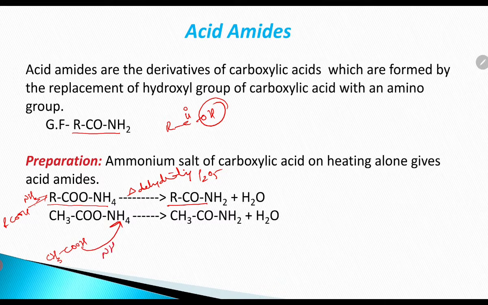Suppose you take, for example, acetic acid. Acetic acid on reaction with ammonia first gives ammonium acetate, CH3COONH4. This on heating with dehydrating agents loses a water molecule and gives rise to acetamide. In this way, acetamides are prepared from carboxylic acids.